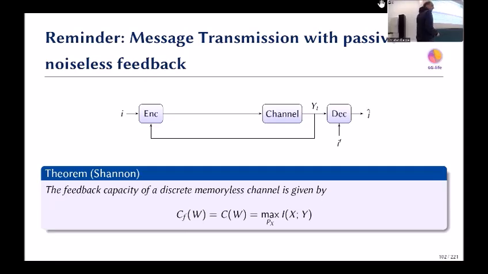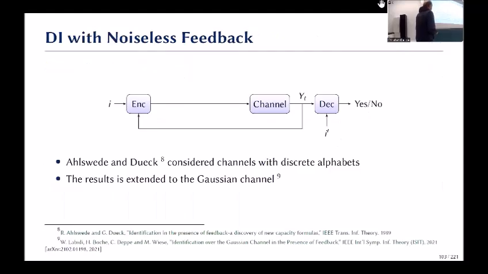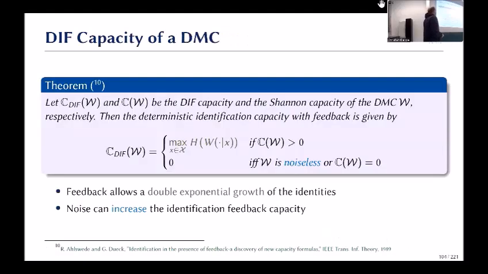So it means in the case of transmission, it doesn't help to have this feedback link. But now, how does it affect identification? First, let's start with the result of Alfred. They considered the discrete memoryless channel, and we extended their result to this Gaussian channel. So the result from Alfred is as follows.